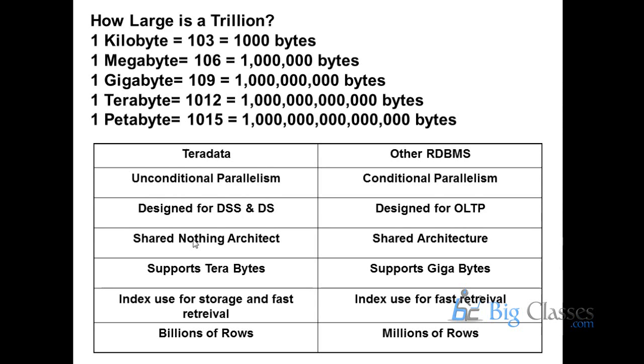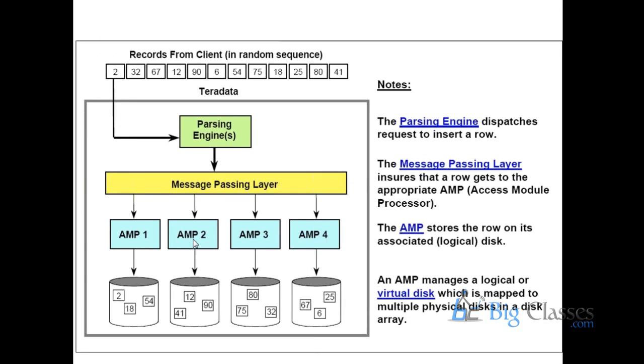And index usage, basically in any RDBMS, is for fast retrieval. But in Teradata, fast retrieval is possible, and in addition to that, better storage of data is possible. Why we see a good distribution of data is because of the index. Because of a particular index creation, this kind of well distributed data is seen in Teradata architecture.